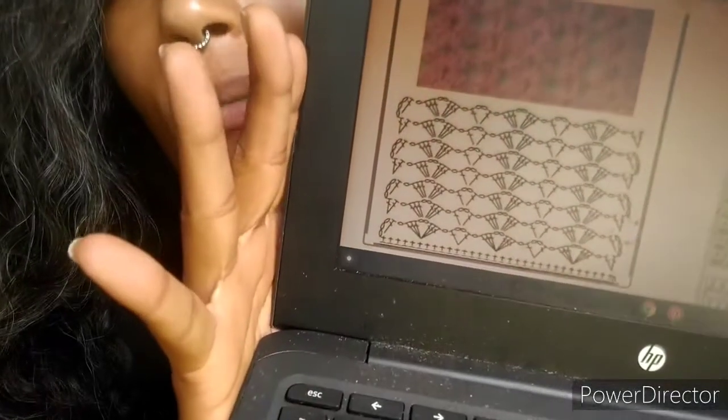So I'm trying to look at the right camera. Trying to look at the camera lens. But that's pretty much how it works.